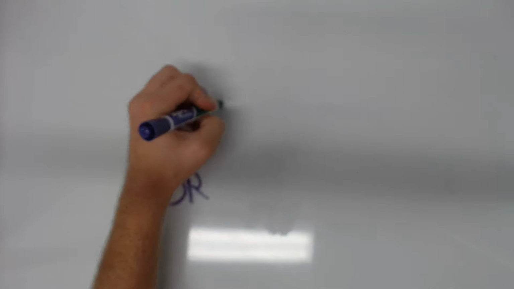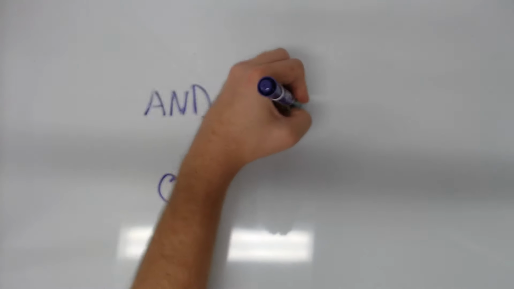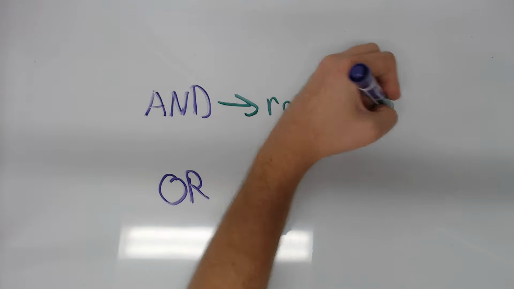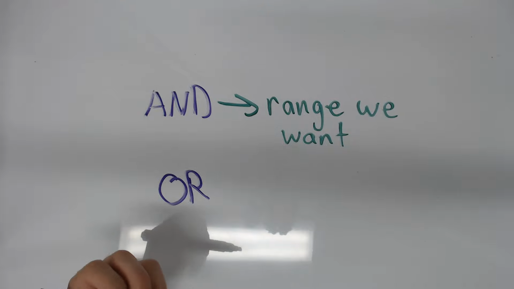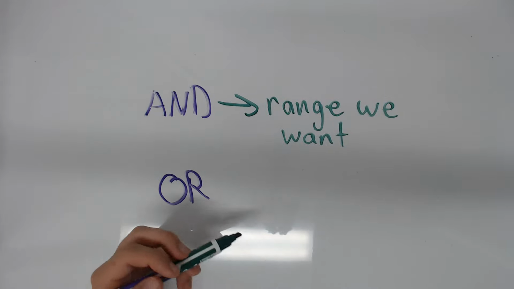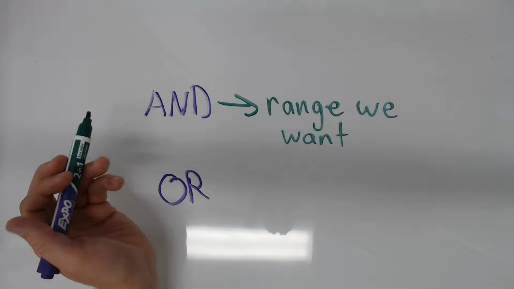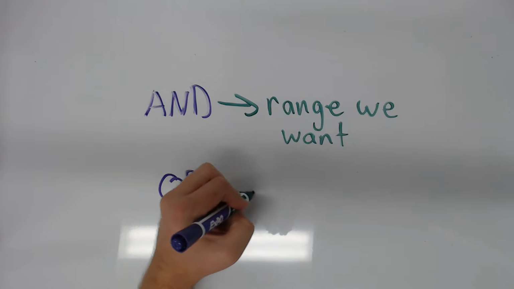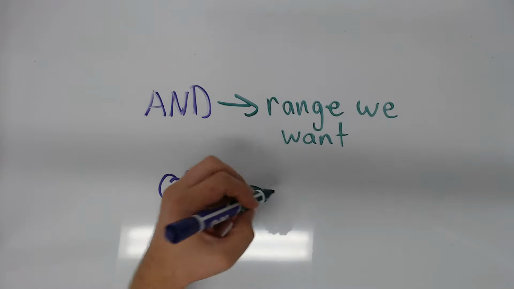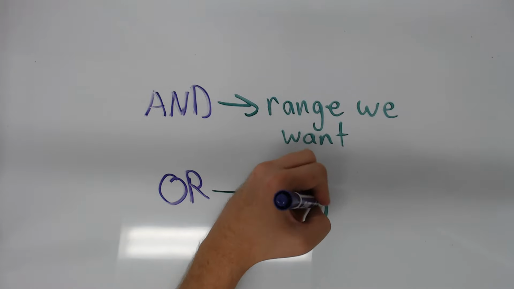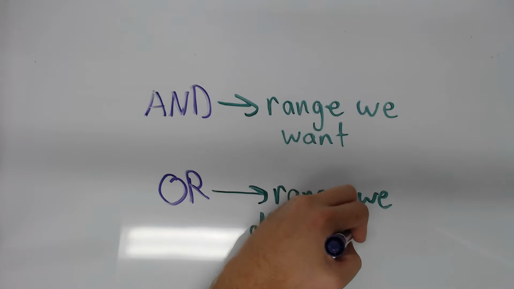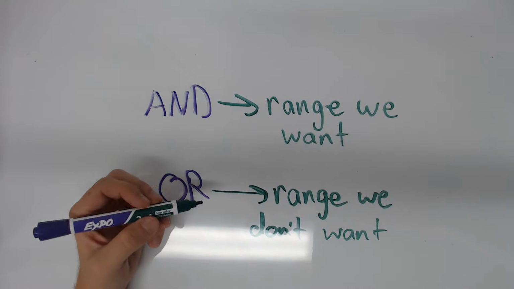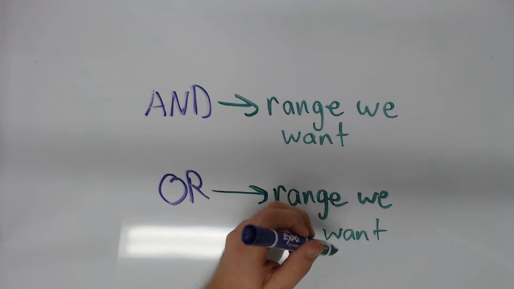So AND is when we have a range we want. So like the people riding the roller coaster, we don't want to be too short, we don't want to be too tall. So there's a happy middle area. And OR is a range we don't want. Okay, so there's going to be some middle values we don't want.